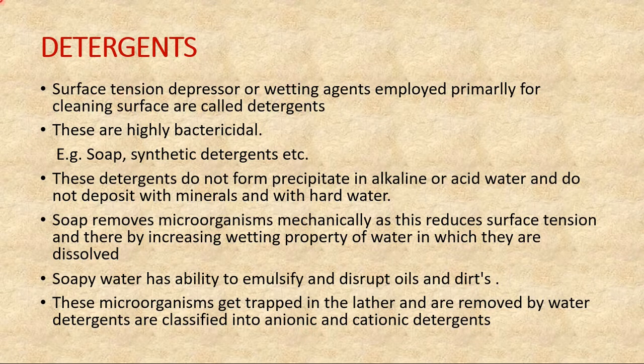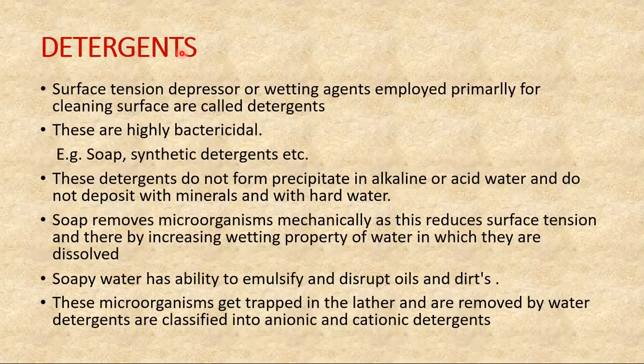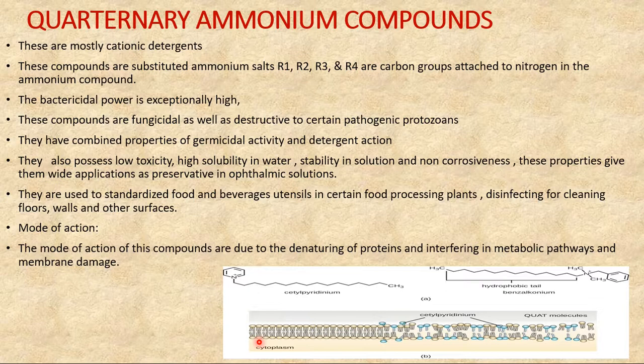The last but not least is the quaternary ammonium compound, which is another disinfectant. These are mostly cationic detergents. As I told you, we have two types of detergents, anionic and cationic, and here is our cationic detergent, the quaternary ammonium compounds. These compounds are substituted ammonium salts having R1, R2, R3 and R4 carbon groups attached to a nitrogen in the ammonium compound. The bactericidal power is exceptionally high.